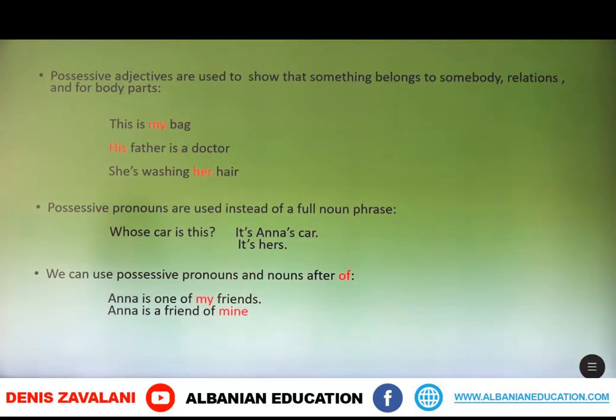Anna is one of my friends, and Anna is a friend of mine. So can you see the difference between the first one and the second? In the first one, we have a possessive adjective, my, and in the second one, we have a possessive pronoun, mine.